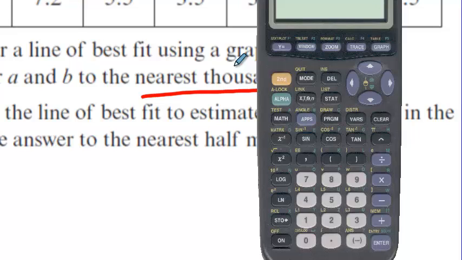Who can remember how we determine the line of best fit using our calculator, that equation? How do we find it? Anybody remember? Okay. Second stat, then what? Calculate. Then what? Linear regression, lin-reg. So on the blue calculator, that's option 5.